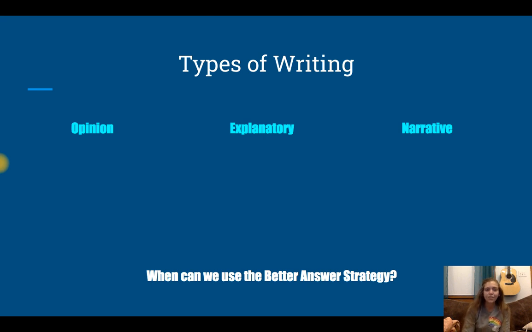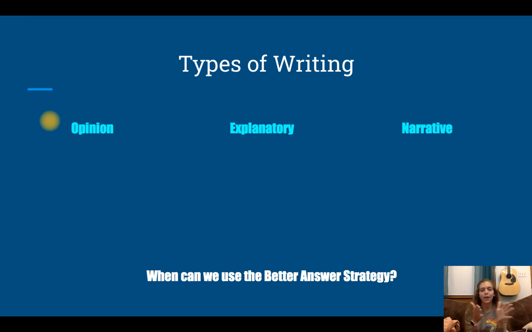All right, so types of writing. We have opinion writing, explanatory writing, and narrative writing. What are the differences? Well, when we talk about opinion writing, we're being asked our opinion. What do you think about this? There's not really a right or wrong answer. There are usually 2 stances that you can take, sometimes more. What is your opinion on something? Do you think that this was done well? Do you believe this or that?